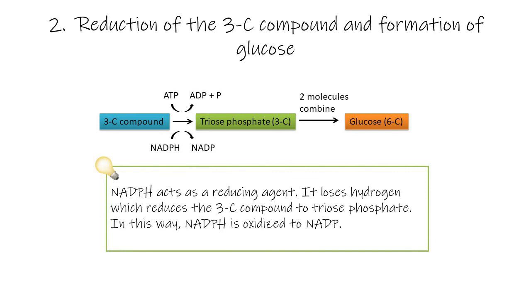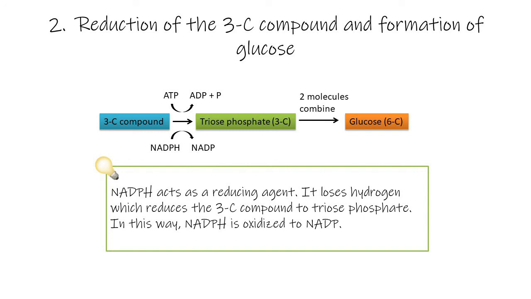The reduction of 3C compound and formation of glucose. Using energy from ATP and hydrogen from NADPH produced in the photochemical reactions, the 3C compound is reduced to another 3C compound called triose phosphate. ADP and NADP are formed in the process. They will be reused in photochemical reactions. Triose phosphate is a sugar. It is the primary product of the Kelvin cycle. 2 molecules of triose phosphate combine to form 1 molecule of glucose.